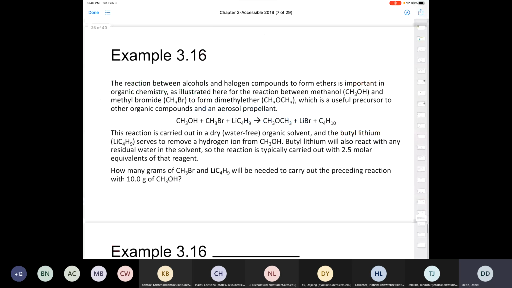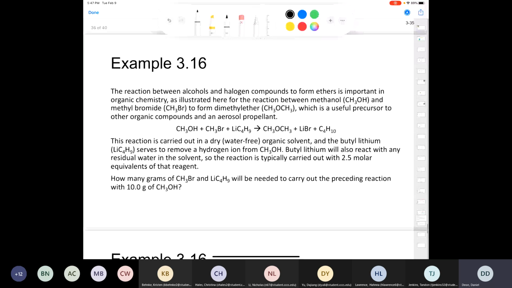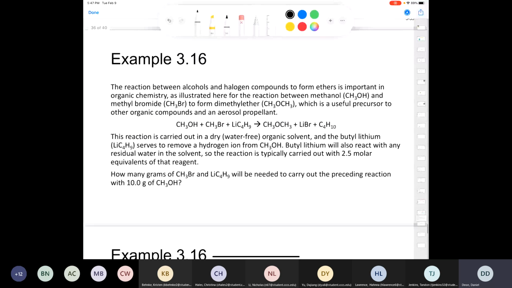Well, let's look at another problem here. This is question 3.16, or example 3.16. It's a lot of text in these problems. I have to give myself some blank space to solve them. Anyhow, it says the reaction between alcohols and halogen compounds to form ethers is an important reaction in organic chemistry. It's shown here. So we have methanol, which is wood alcohol. It can get you drunk, but it can kill you too. It can make you go blind. And methyl bromide, to form dimethyl ether. That's this here, which is a useful precursor to other organic compounds.